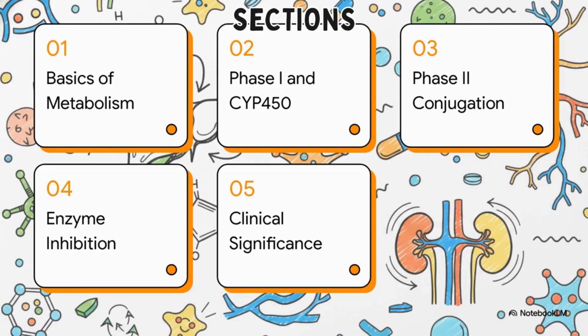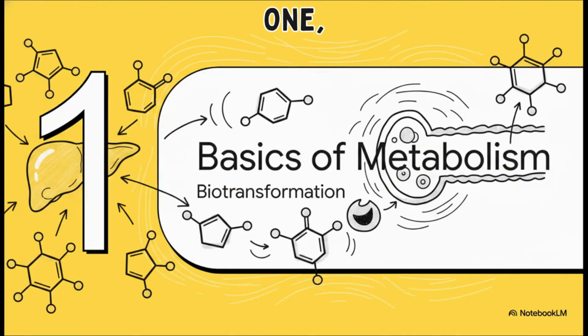We've got 5 core sections to cover today. The basics of drug metabolism, Phase 1 and the CYP450 system, Phase 2 conjugation, the super high-yield topic of enzyme inhibition and induction, and finally, clinical significance. Starting off with Section 1, the basics of drug metabolism.